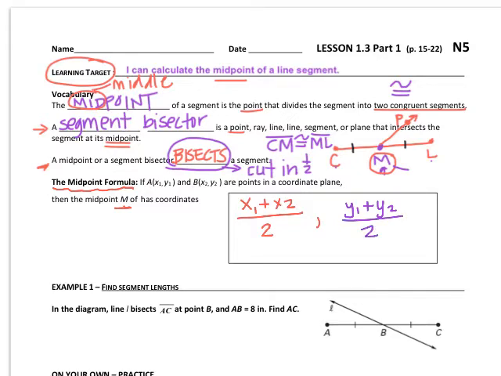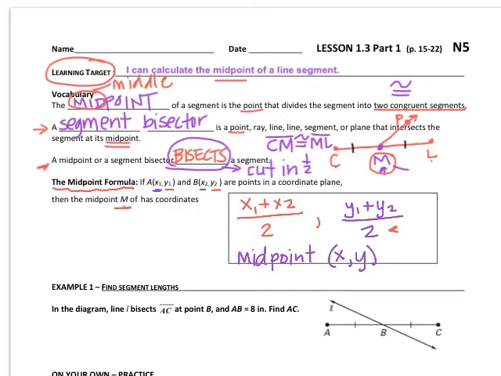So one of the things that I want you to remember is that the midpoint has both an x and a y value. You need to have an x and a y value, but the way that you find it is by taking the x values of the 2 endpoints and adding them together, divide by 2, and taking the 2 y values of the endpoints of a segment, adding them and dividing by 2. All right, so we have to do that for each pair of points that we get.